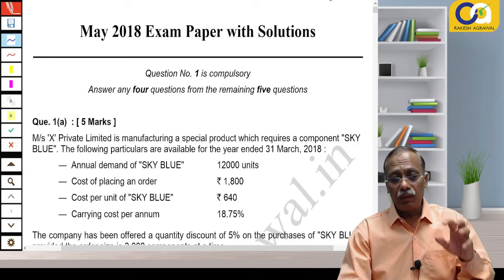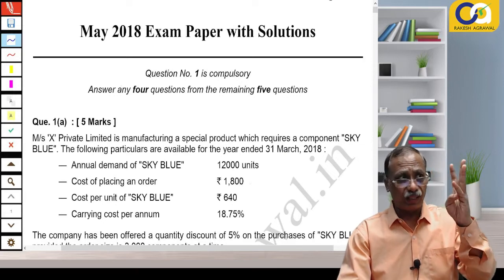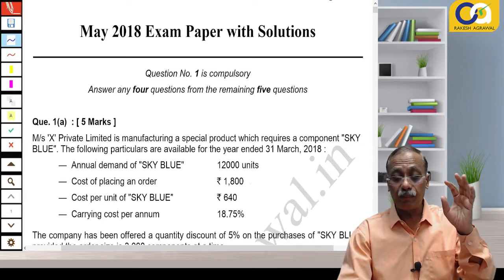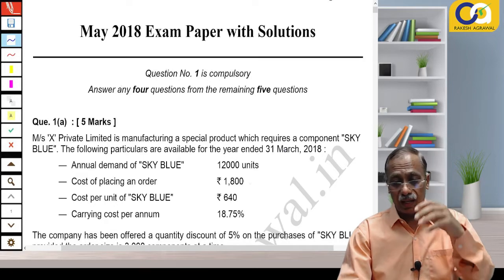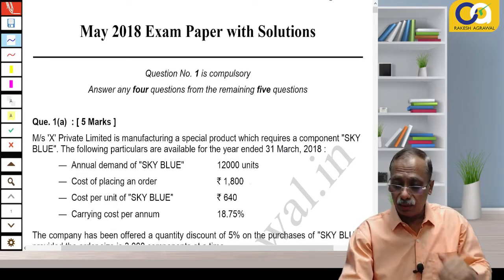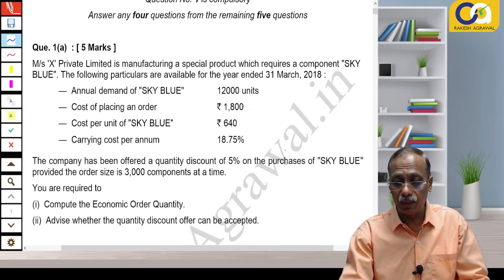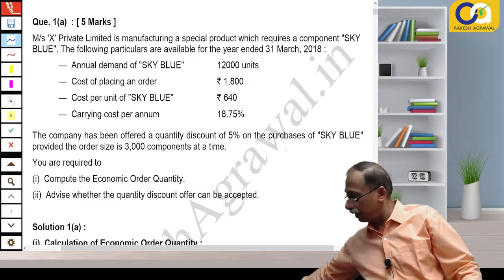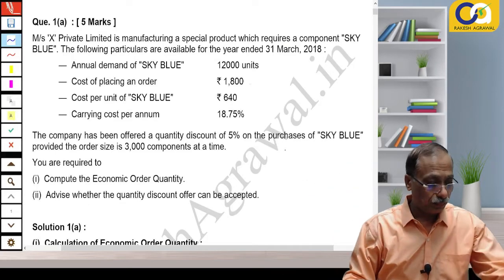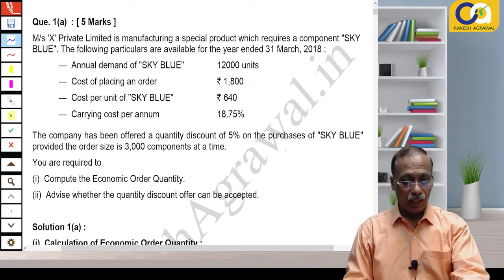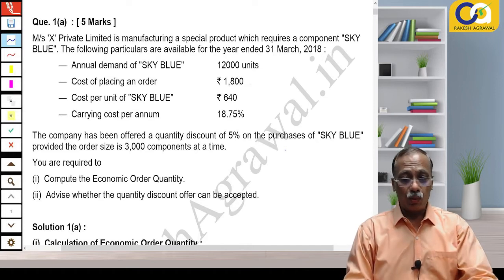Question 1 is generally divided into 4 parts, A, B, C, D, which are 5 marks each. And I have given the question and answer below. Please be ready with your calculator also. So I am also ready with my calculator, right? Let's go. Question 1A.